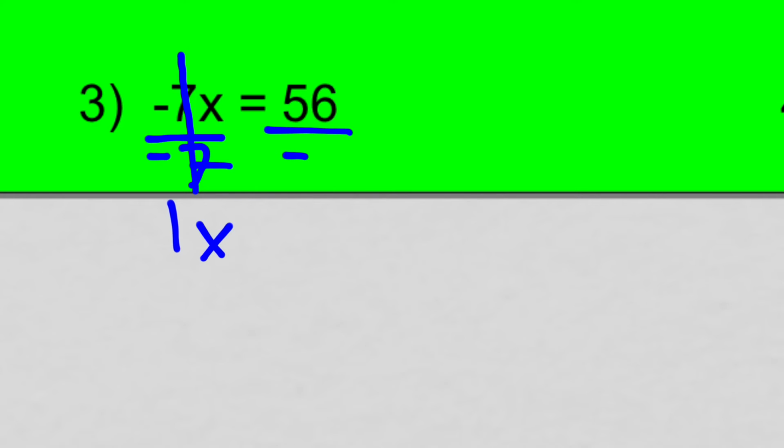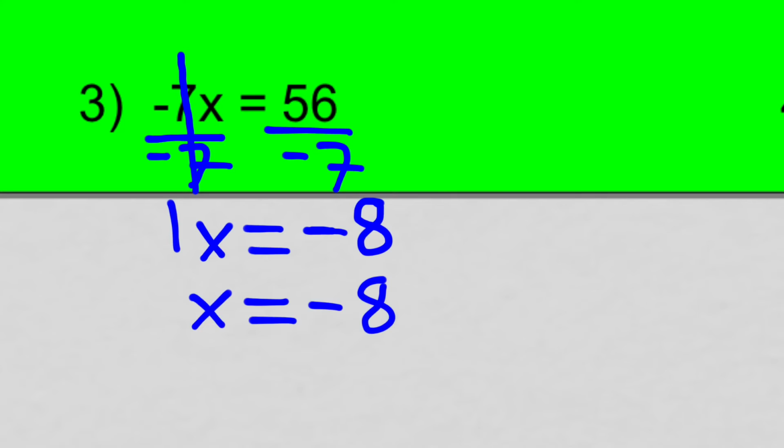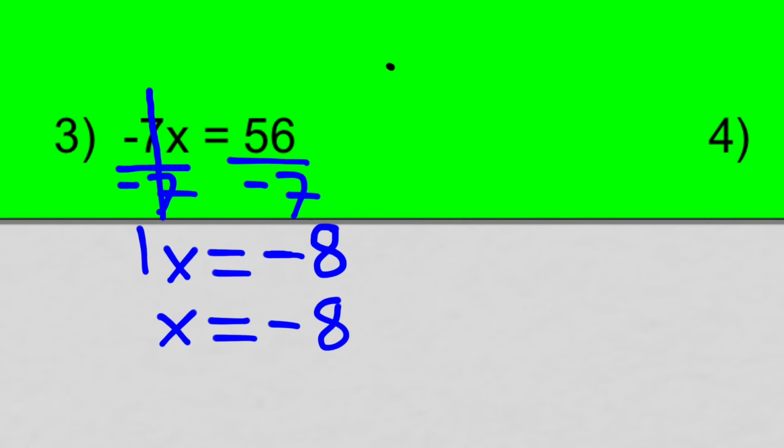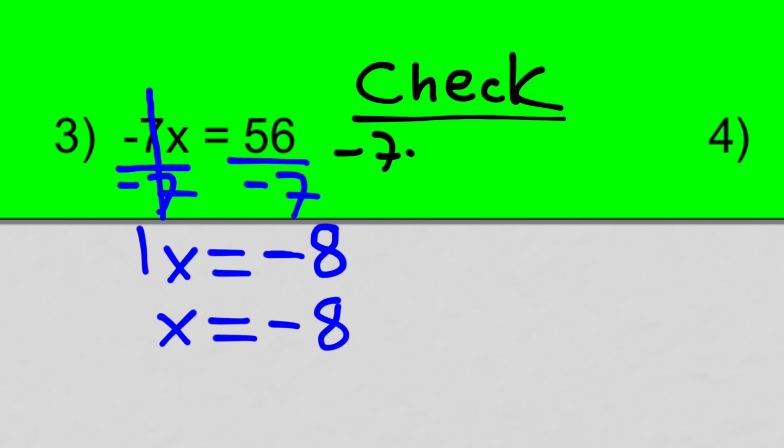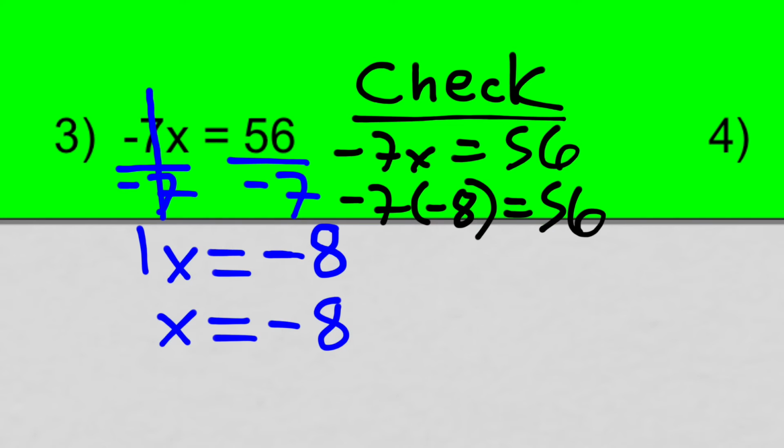And do the same thing to the other side, divide by negative 7. 56 divided by 7 is 8, and since the signs are different when we divide, the answer is negative. A simpler way of saying this is just x equals negative 8. Let's do the check. For the check, we write the original equation. Negative 7x equals 56. Negative 7 multiplied by x, which in this case is negative 8, equals 56. A negative times a negative is a positive, so both sides of the equation check out. We are good.